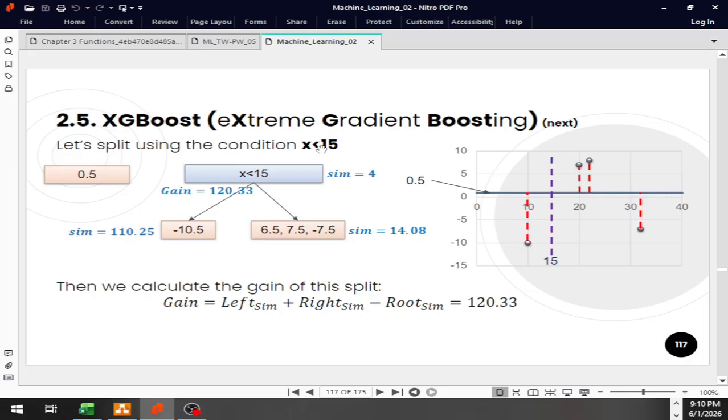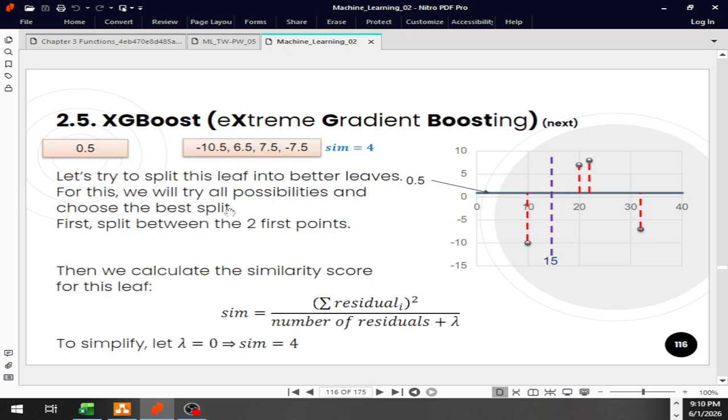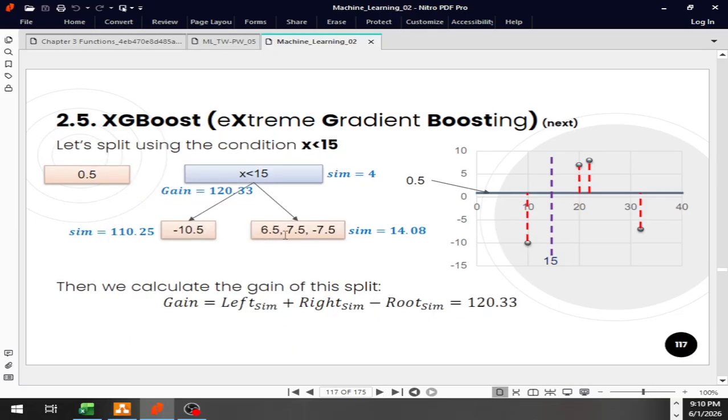So when x is less than 15, on the left we will not say we have minus 10, but we pick the residual related to that point. That residual is minus 10.5. The rest are on the right side. We have 6.5, 7.5, and minus 7.5. We will do the same. We measure the similarity of this and the similarity of this one.